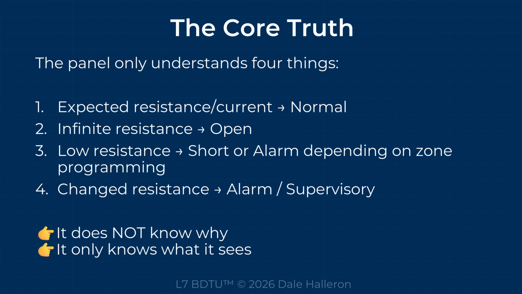The panel only understands 4 things. Expected resistance or current, which is normal. Infinite resistance, which is open. Low resistance, short or alarm, depending on the zone programming. Changed resistance, alarm or supervisory. It does not know why, it only knows what it sees.